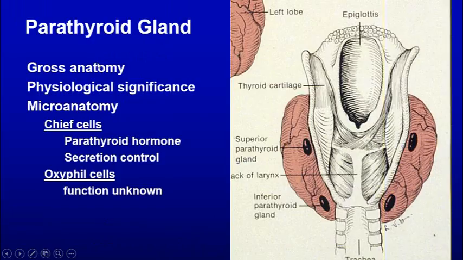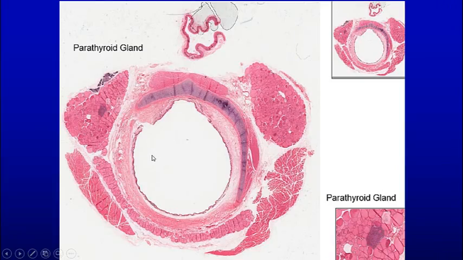The parathyroid gland, you can see there are four of these parathyroid glands. It's important. It has parathyroid hormone, which regulates calcium, and you have secretion. You have chief cells and oxyphils. We don't know the function of oxyphils, but the chief cell is the main one that produces parathyroid hormone.